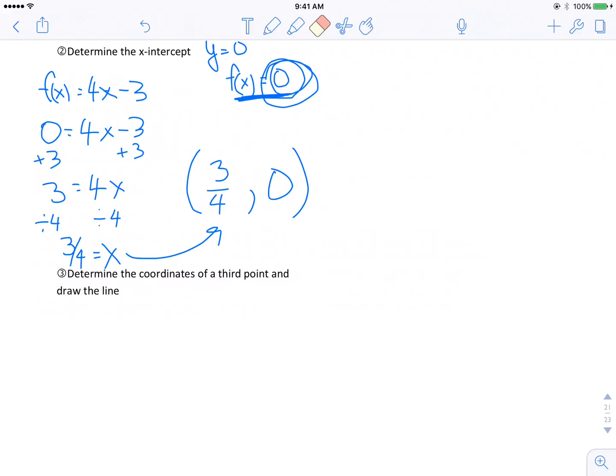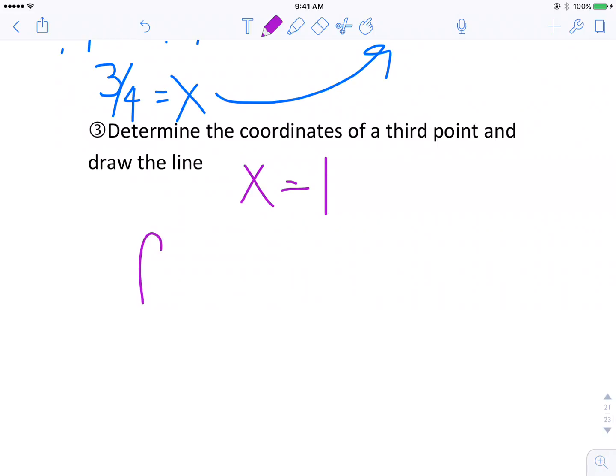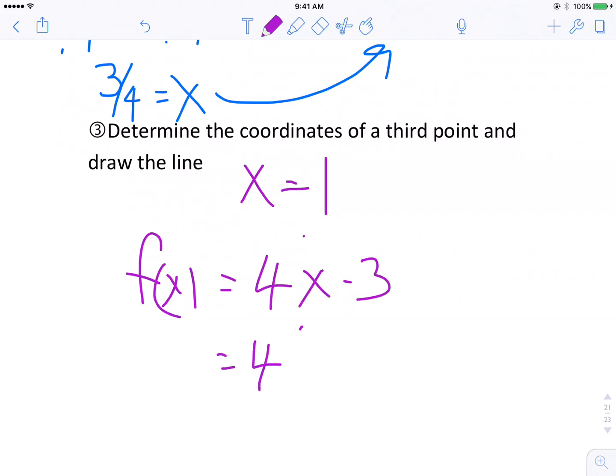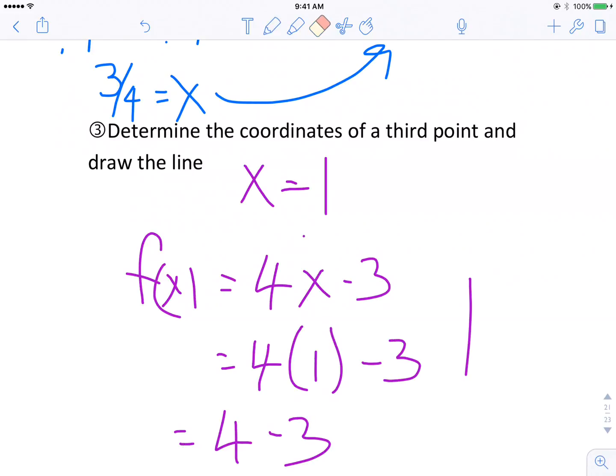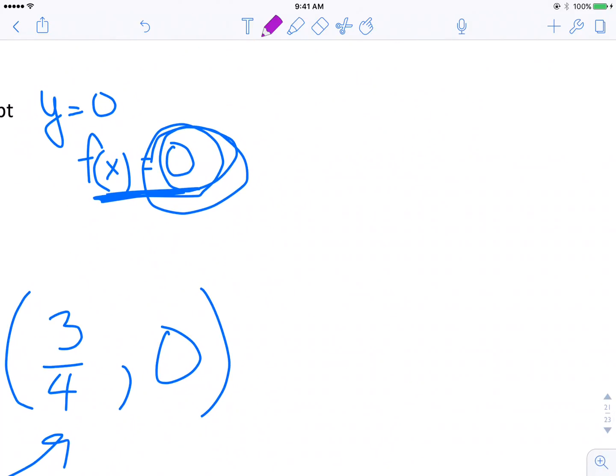So question 3 here says determine the coordinates of a third point and draw the line. Let's calculate the coordinates if x is equal to 1. I go to my f of x equation, which is 4x minus 3. Substitute in 1. That gives me 4 minus 3, and 4 minus 3 is 1. So now I have one other point: 1, 1.